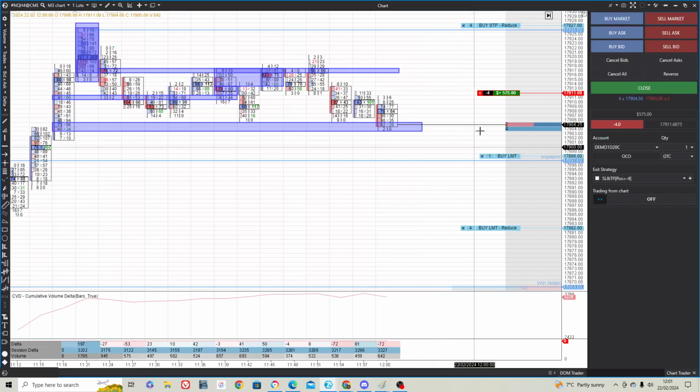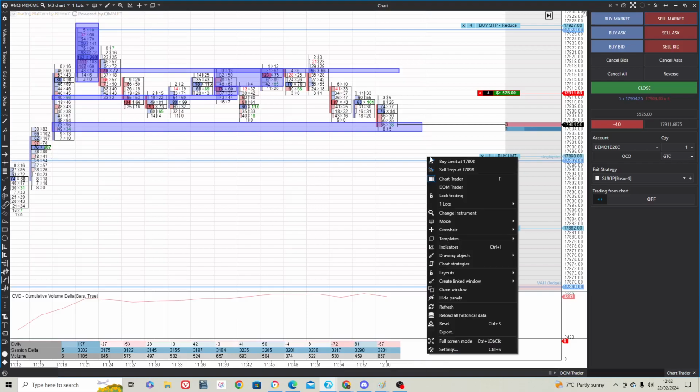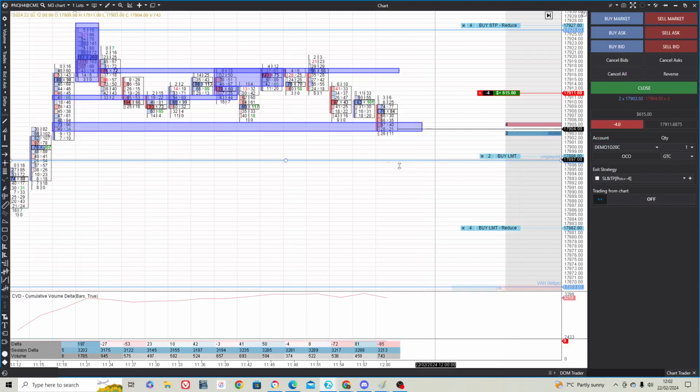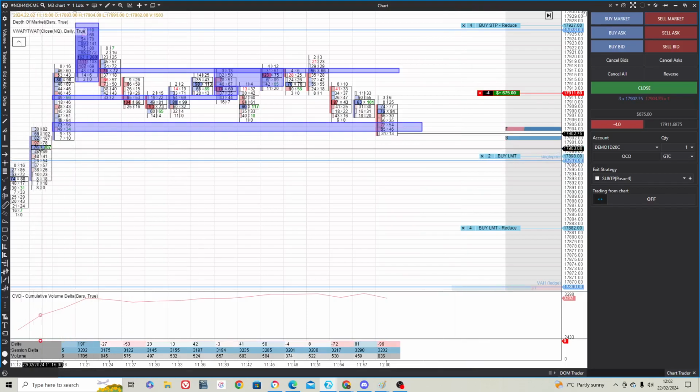So I think I'll take half off at this. Well, yeah, I'll take half off. Order placed. Also, I'll move my stop to break even once this is tagged. Bit of a high volume node there.